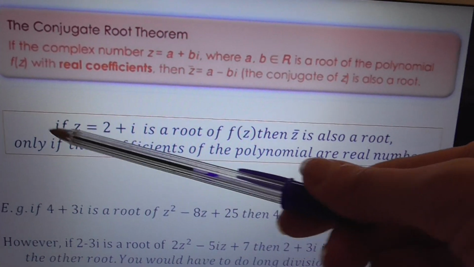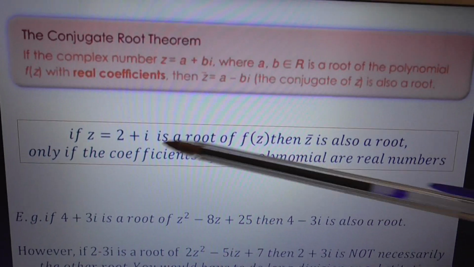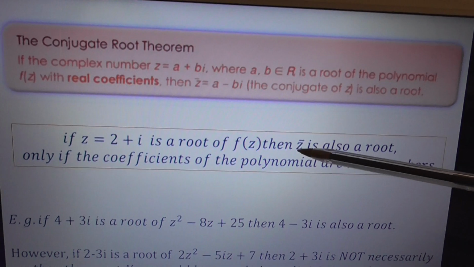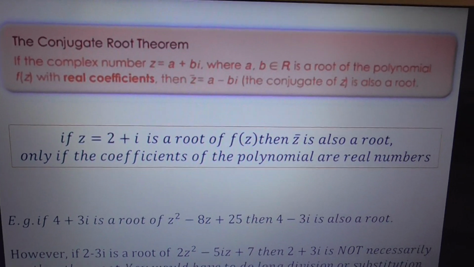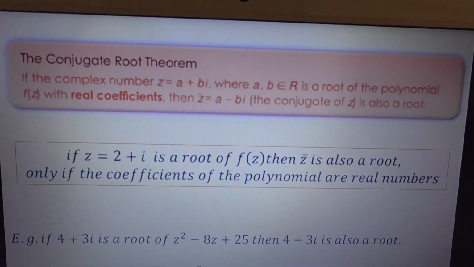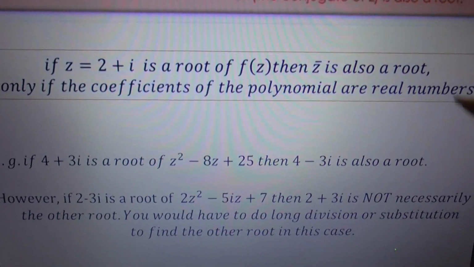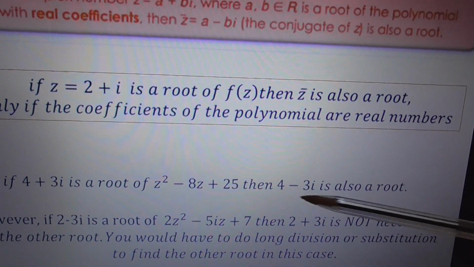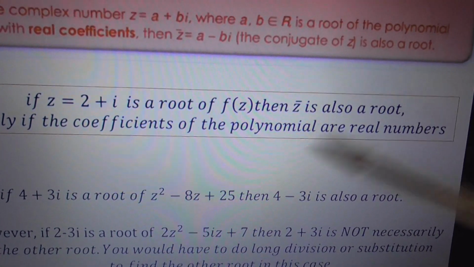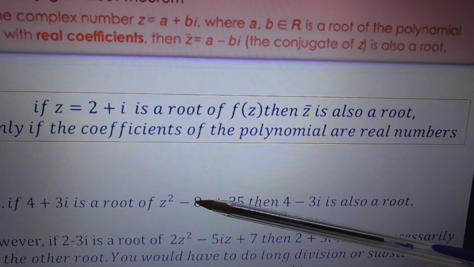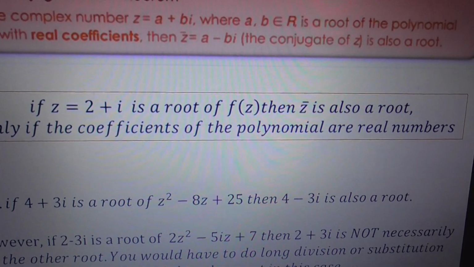Okay, so for example, if z is 2 plus i, and you're told that this is a root of f of z, the function f of z, then I can take from that that z conjugate is also a root, but only because the coefficients of the polynomial were all real numbers. Okay, let's look at this example. If 4 plus 3i is a root of this quadratic, then 4 minus 3i is also a root. Why? Because the coefficient of z squared is 1, which is a real number, and the coefficient of z is minus 8, which is also a real number.